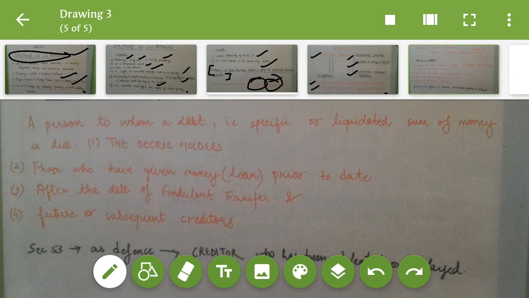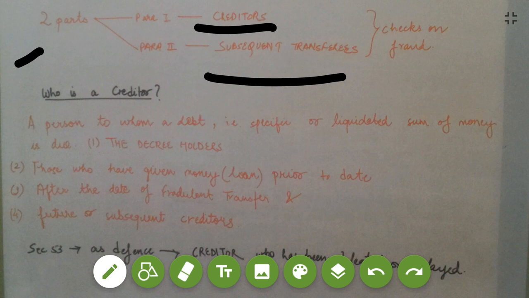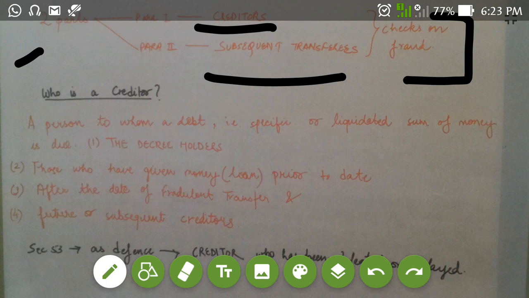Now explaining it further, your Section 53 has been divided into two parts. The first part deals with creditors, and the second part, that is your para number 2, if you read the bare Act or if you read from any book, you'll get there. Your Section 53 has been divided into two paras. The first will deal with the creditors and the second will deal with the subsequent transferees. And both of them check on fraud.